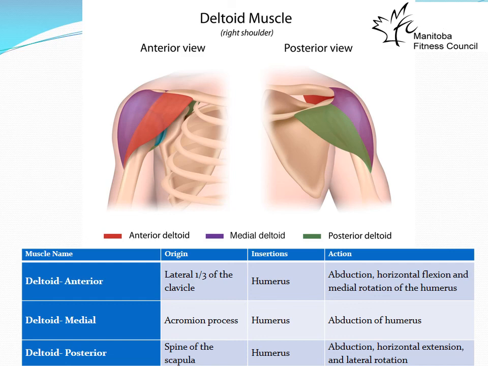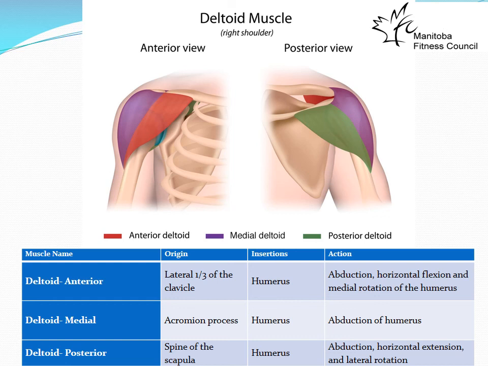The anterior deltoid will start on the clavicle. The medial deltoid will attach to the acromion process. That is part of your scapula. It's the lateralmost part of your scapula. And the posterior deltoid will attach to the scapula too, but it's a part of the scapula called the spine. If you were to reach over and feel your shoulder blade, you'll feel that bony ridge along it. That's the spine of your scapula.